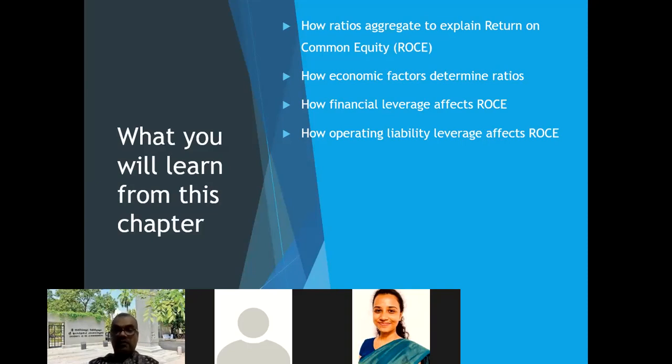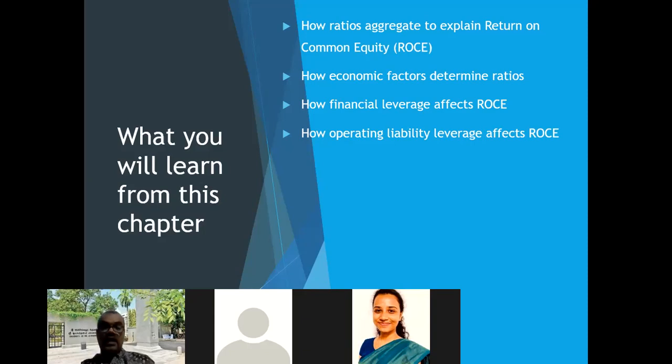payables, accrual expenses, and all those things are operating liabilities. So what is the benefit of these things? How long can you keep these things? How big is it? Whether the magnitude of operating liability would have an impact on return on equity. So we need to check.